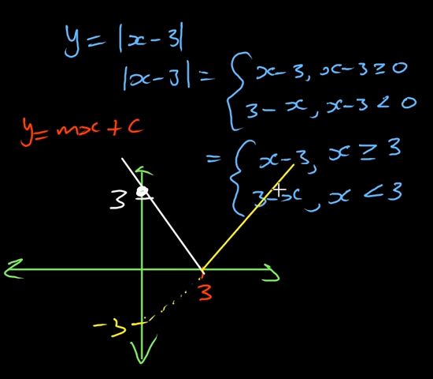So to have a gradient of 1 and it would cut somewhere there at -3, and this would be your final graph. So the white section and the yellow section would be your sketch of the absolute value of x minus 3.